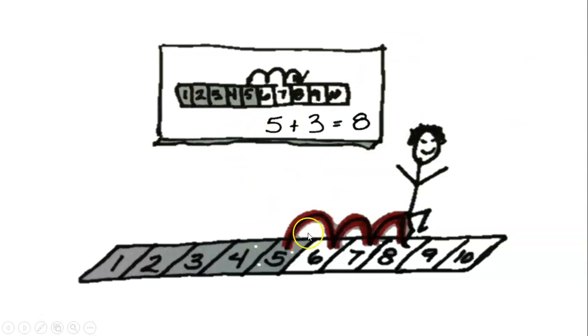So, he started at 5 because that's where my red line starts. Let's see how many spaces he jumps over. 1, 2, 3. So he jumped 3 spaces over. So 5 plus 1, 2, 3 equals 8. That's the number he landed on. Let's see if that matches my number sentence. 5 plus 3 equals 8.